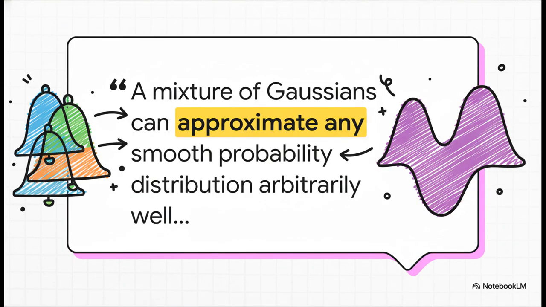And this right here is why GMMs are so incredibly powerful. This quote really gets to the heart of it. Basically, it's saying that if you have enough of these simple bell curve building blocks, you can build a model that fits pretty much any complex, smooth shape you can throw at it. The flexibility is just, wow, it's amazing.